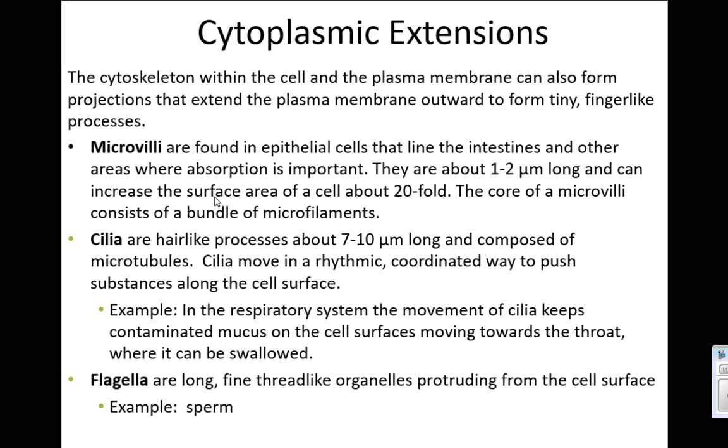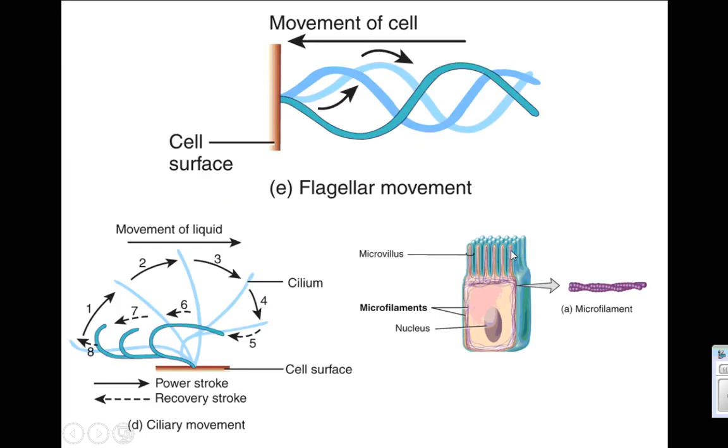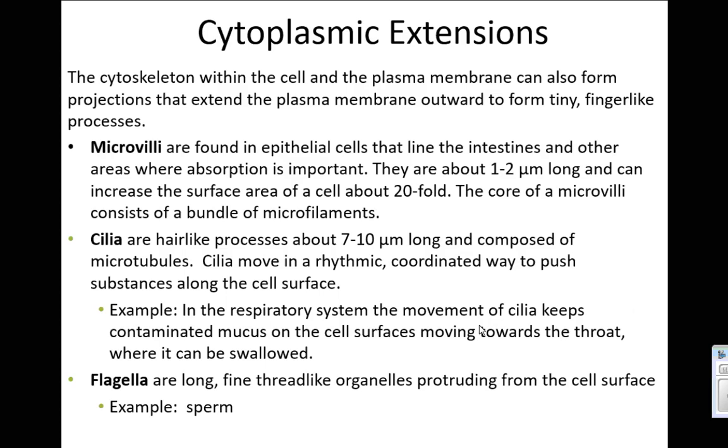They're formed from bundles of microfilaments. What they enable a cell to do is have more space and more places for stuff to come in, which is what absorption is, or exit, which is what secretion is. And the second type of extensions are called cilia, little hair-like extensions, 7 to 10 microns in length, composed of microtubules. They move in a rhythmic, coordinated manner to push stuff along the surface of the cell.